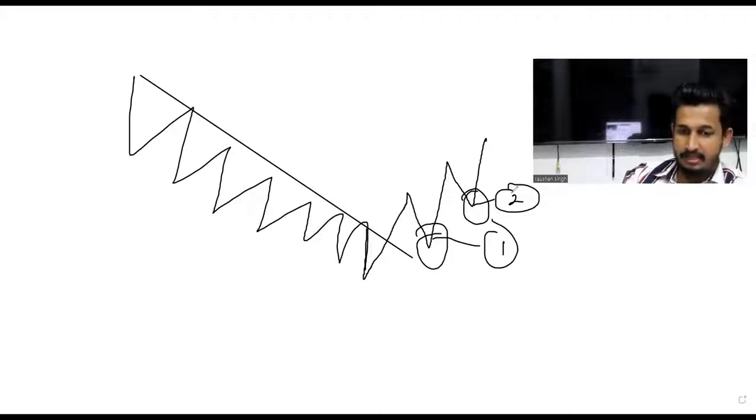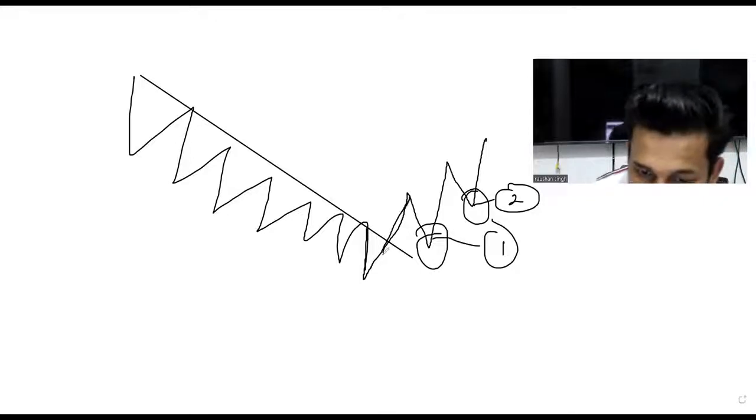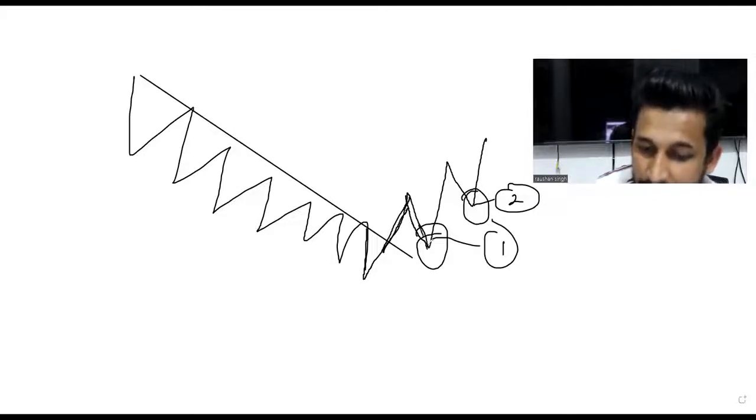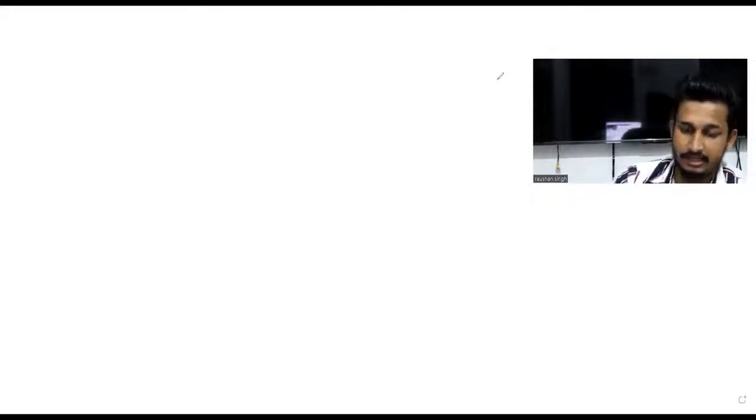Are you able to recall what I have told? This is the breakout. Listen to me, this is the breakout. Retest is done. Prices will start moving upside from here. So I'll prefer to buy at this point of time always. First thing is that. Second thing is that I generally use this method.